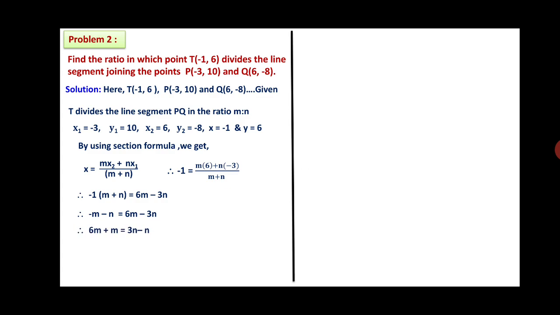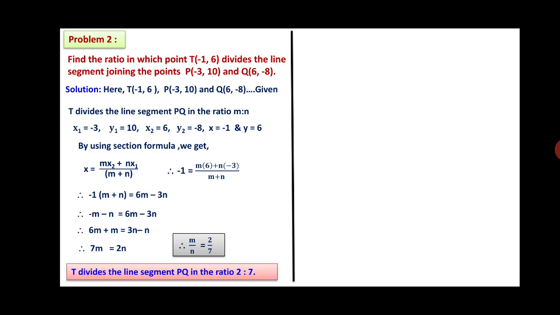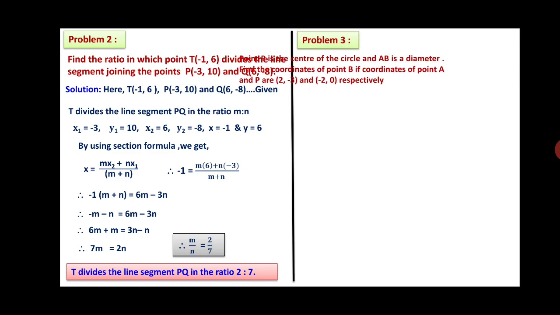Now we will bring m to one side. 6m + m = 3n - n. Therefore 7m = 2n. Therefore m/n = 2/7. This is the ratio, or you could say m:n = 2:7. So T divides the line segment PQ in the ratio 2:7. Now problem number 3.